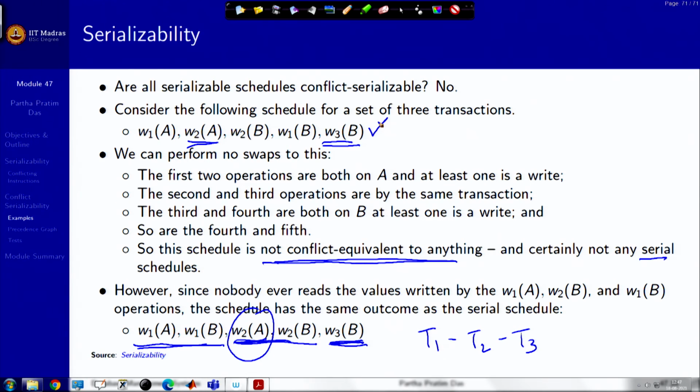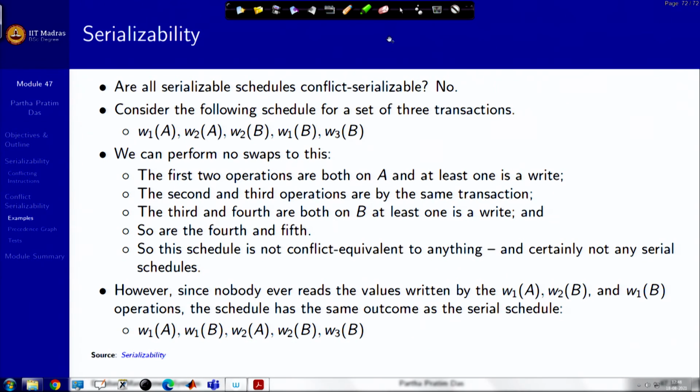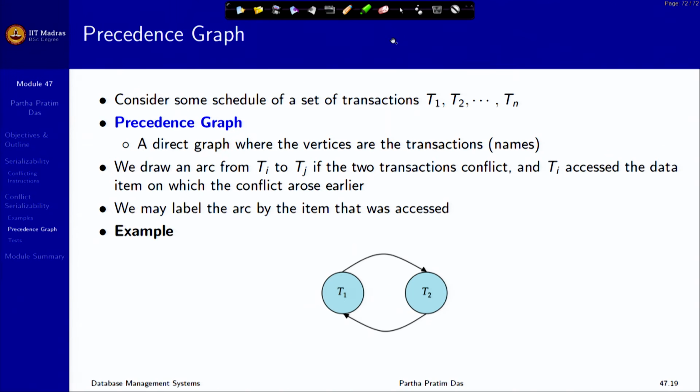So, the basic point is, if something is conflict serializable, then it is necessarily serializable, but not the other way around. A schedule could be serializable, but may not be conflict serializable, but such examples are rare. Now, the question is, how do you do this in an organized manner, right? So, how do you do this swap in an automated fashion?